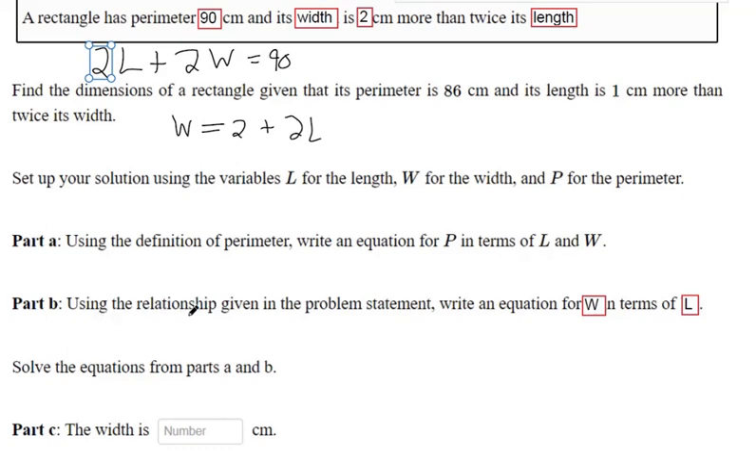Part B, use the relationship given in the problem. Write an equation for W in terms of L. That's what I did when I translated that second part. You'll do something similar with your problem.